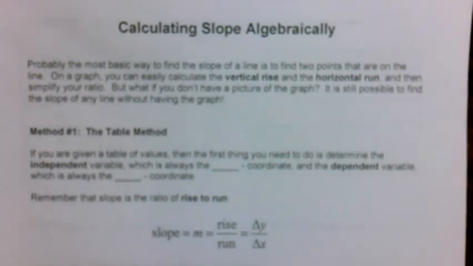But what do you do if you don't have a picture of the graph? Well, it's still possible to find the slope even without having a graph. There's two different methods that we're going to look at in this video. The first is what I call the table method.